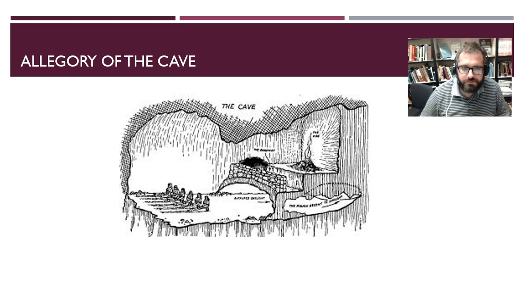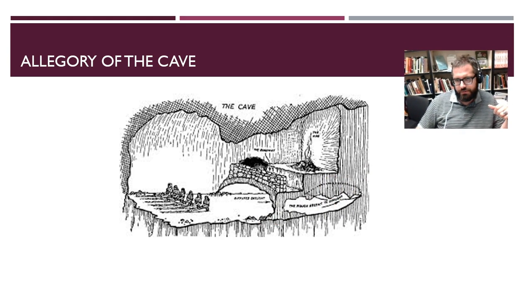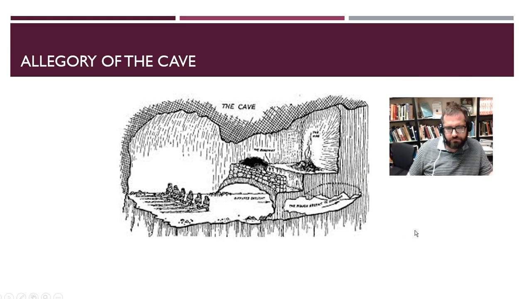I just want to skip over to the allegory of the cave. This is a diagram that you can find on the internet. I'm sorry if you can't really read the print all that well. The allegory of the cave is Plato's. Whenever Plato is having trouble explaining something, he tells a story, and this is the story that he tells about the cave.